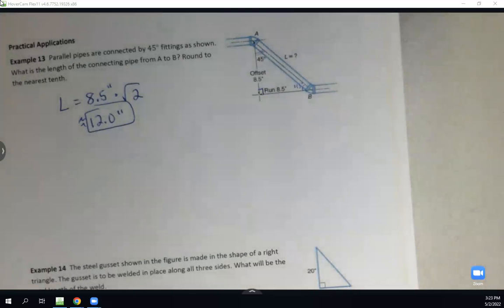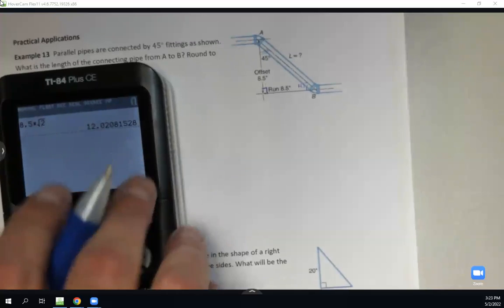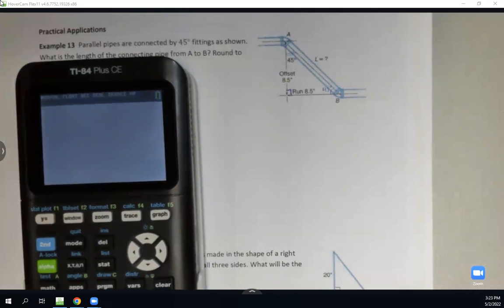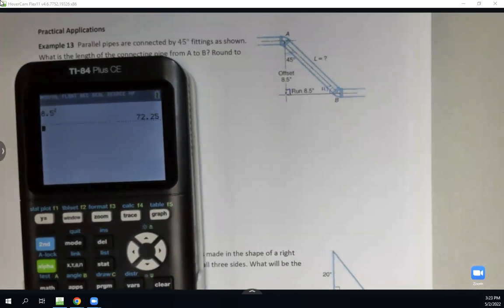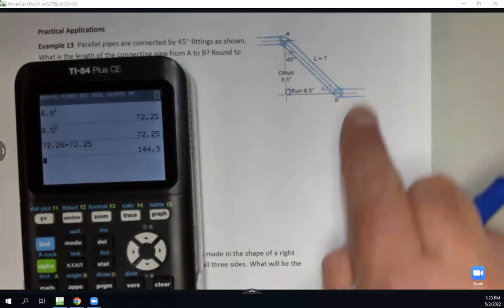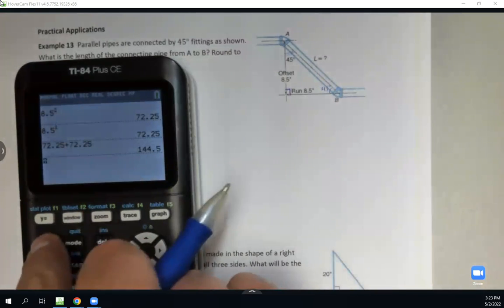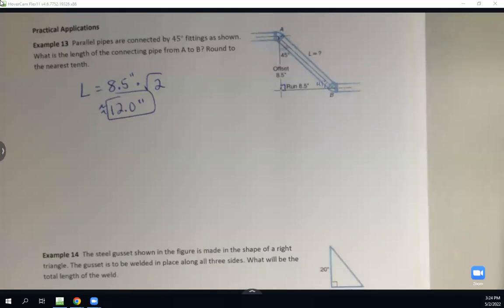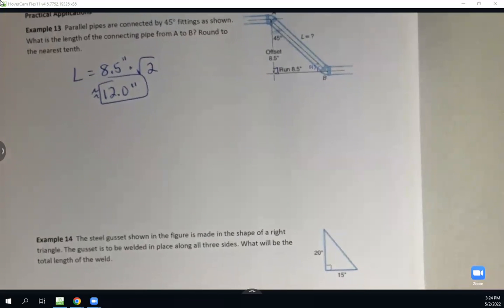Now, again, just for the sake of saying it, if I didn't recognize the 45-degree rule, the 45, 90, if I take 8.5 squared, and if I take 8.5 squared again, if I add those two things together, 72.25 plus 72.25, that would be what L squared equals. So if I take the square root of 144.5, that also gives me the 12.0. Any questions?